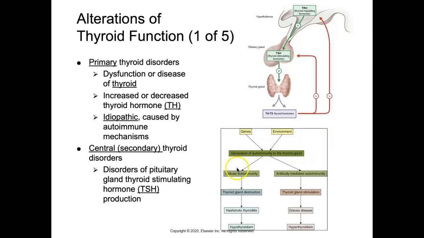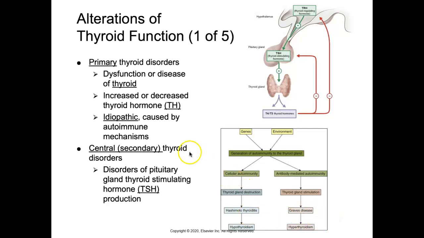And so we can have more of a cellular autoimmunity in which we're going to have anti-thyroid autoantibodies that are going to essentially start to destroy the thyroid gland, and that can lead to hypothyroidism, where we're not getting enough secretion of the thyroid hormones. Whereas another path is through antibody-mediated autoimmunity, and here we are getting a stimulation of the thyroid gland, and in that way it can lead to hyperthyroidism. And we're going to talk about these two conditions in the coming slides.